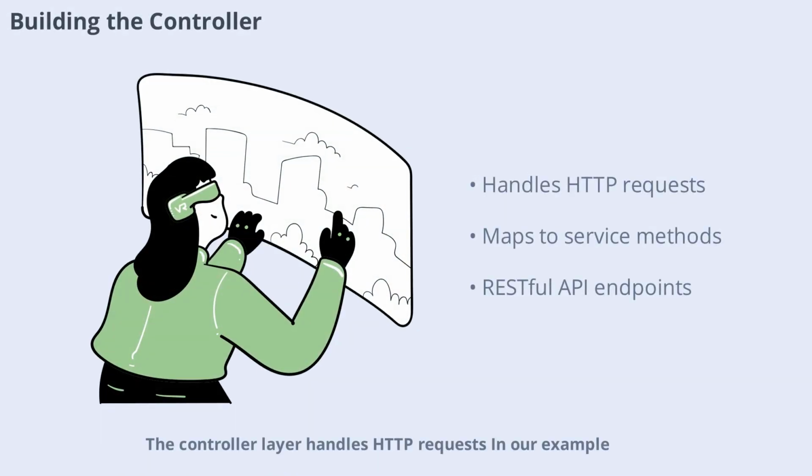The controller layer handles HTTP requests. In our example, the book controller class maps incoming requests to service methods. It provides endpoints for adding, finding by author, and deleting books. This structure makes it easy to expose your application's functionality as a RESTful API.